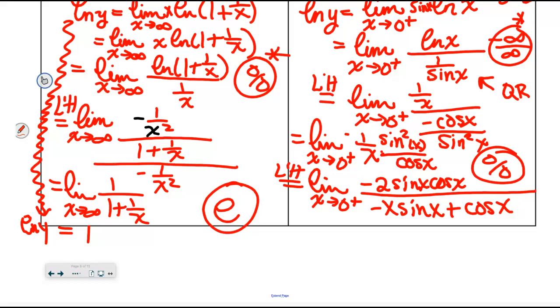Okay, look at what you get. What's my new top? 0, because sine 0 is 0. My new bottom would be 0 plus 1. I got 0 over 1. That is a number. What is the number? 0. So if you get excited and say the answer is 0, you're so close. What's the actual answer? 1. Yeah, that's what the natural log of y equals. So e to the 0.